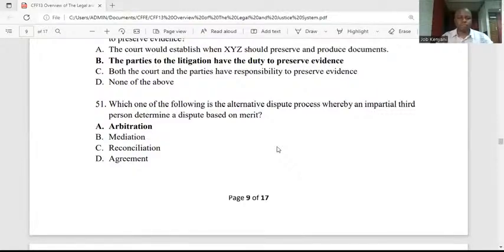determines a dispute based on merit. So we have arbitration, we have mediation, we have reconciliation, and we have agreement. I think that one is arbitration.